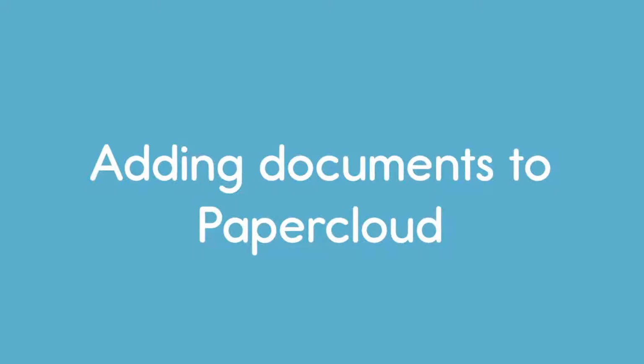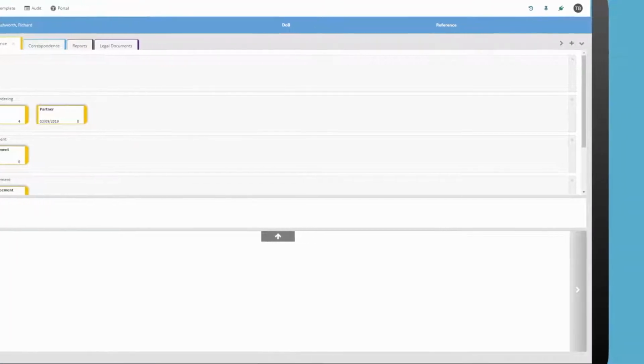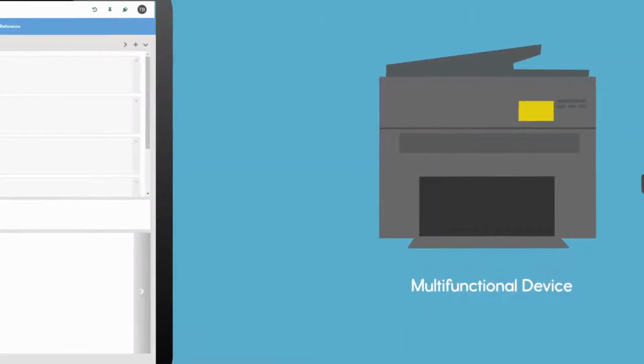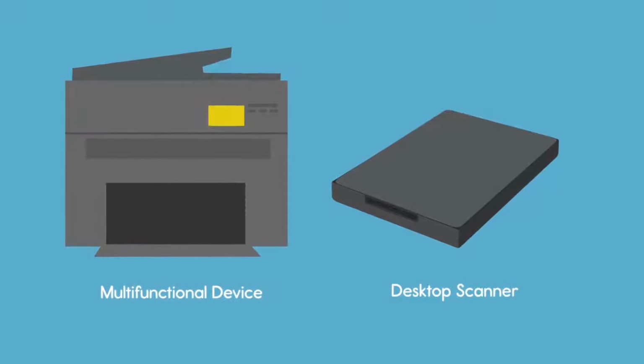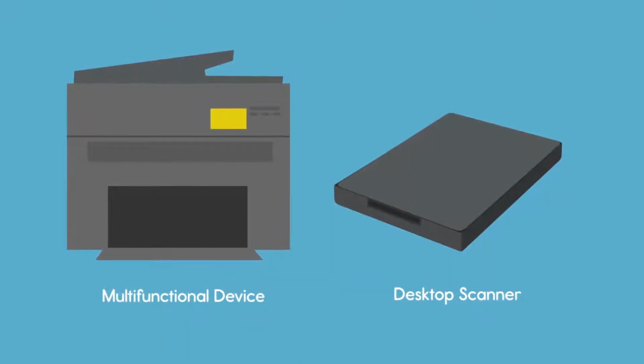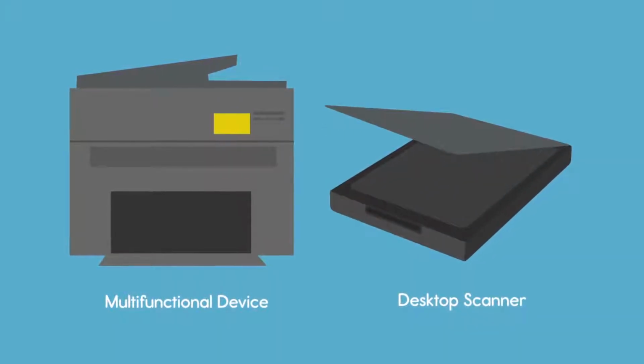You can add documents to Papercloud by scanning, virtual printing, or uploading a document file. If you upload a document file, it keeps its original format such as Word, Excel, or PDF. When you scan an image, it appears in your In tray ready for filing. Your scanner might be a multifunctional device, where the scanning is controlled at the machine. Or you might be using a desktop scanner, which is plugged directly into your PC.